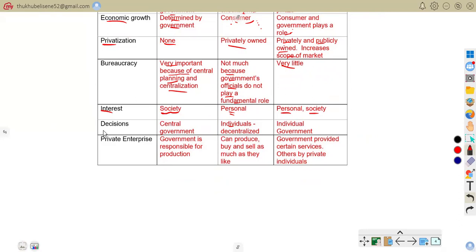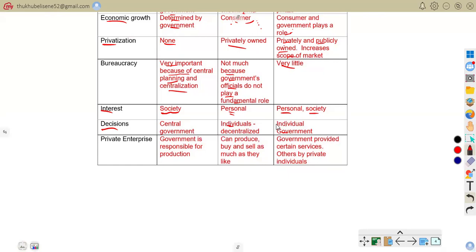So now coming to decisions. As it says, a central government. So decisions are made by central government under planned economy. But under market economy, individuals, decentralized. So here we're talking about decentralized, meaning decisions are made by individuals. Individuals and government, that is under mixed economy, that is shared decisions.